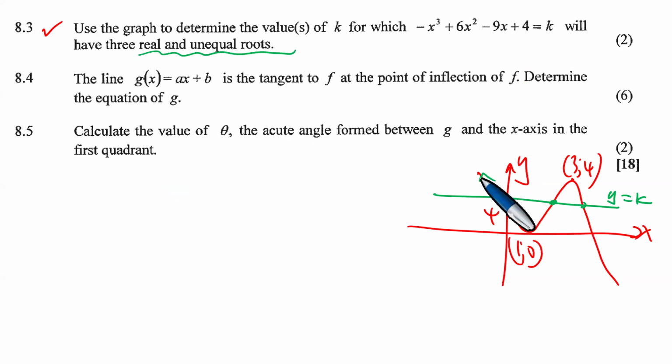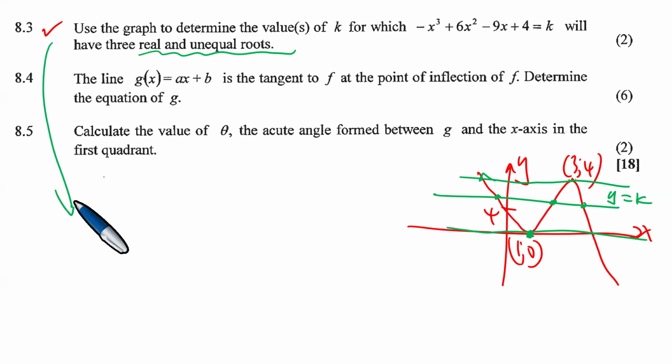They're unequal, but if the graph is to touch here, this is going to have 3 roots, 2 of which will be equal. So if it cuts here as well, because this is a cubic function, there are going to be 3 roots, but 2 will be repeated here, and it's going to be a different root there. So to make sure that we have 3 real and unequal roots, you need to use the graph to determine the values of k.